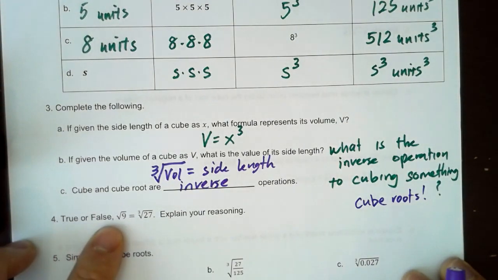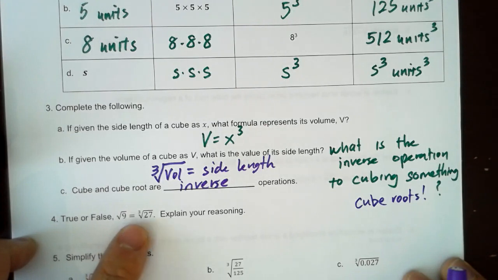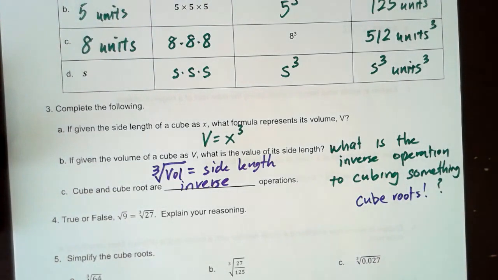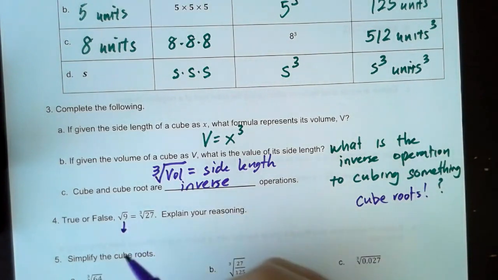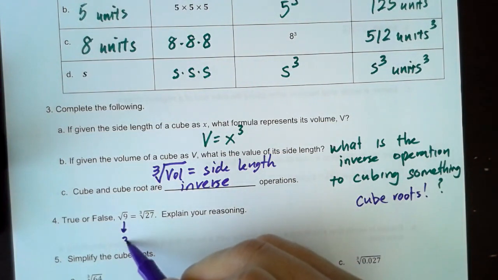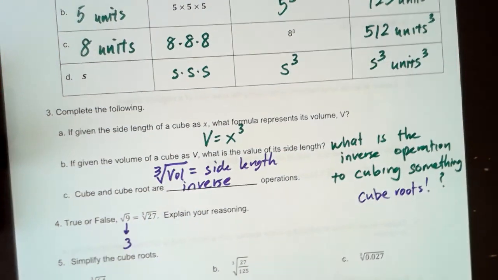Okay, true or false? The square root of 9 is also the cube root of 27. First, you should know that the square root of 9 is 3. But what is the cube root of 27?